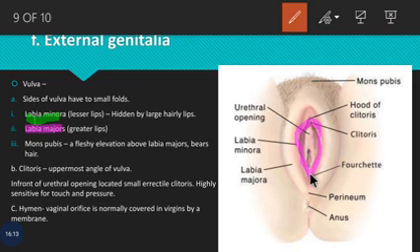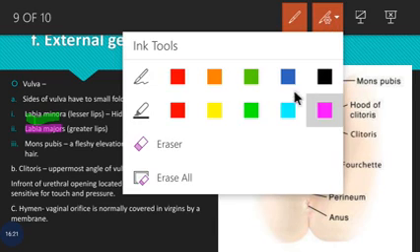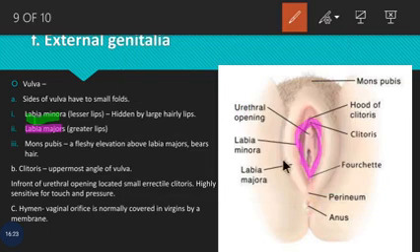It is the labia minora, which is a lesser lip, which is hidden by the hairy lips, and the hairy lips are present here. I am just giving it a green color so you can easily see that these are the hairy lips. That is nothing but the labia majora, right? And this is labia minora and this one is labia majora.